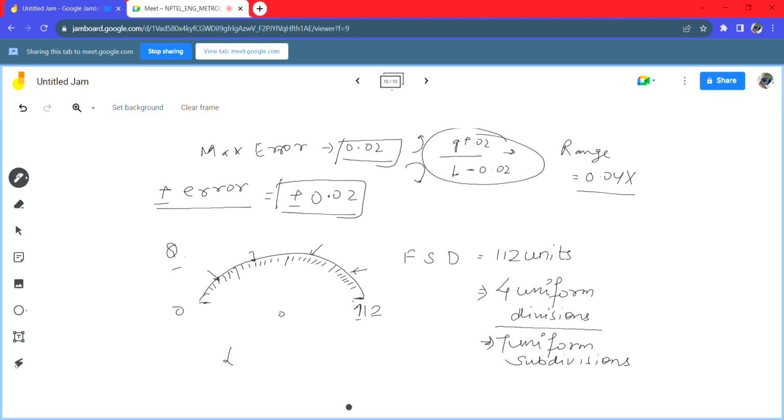Now I want you to find the least count of this device. Then, if the measured value of this device is 86, you have to find whether there is some error in the value. Have you understood the question?